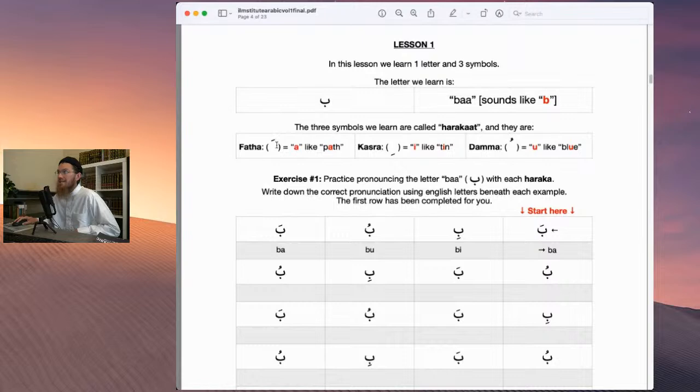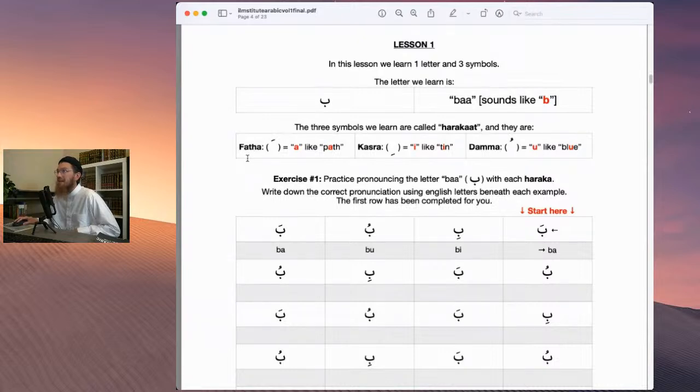The fatha is just one little slanted line that's written above the letter. It sounds like the English A, like in path. Every time we come across a fatha, we're going to write an A. Then we have the kasra, which is a slanted line written underneath the letter. This sounds similar to the English I, like in tin. Then we have the dhamma, which is a unique shape, a little loop.